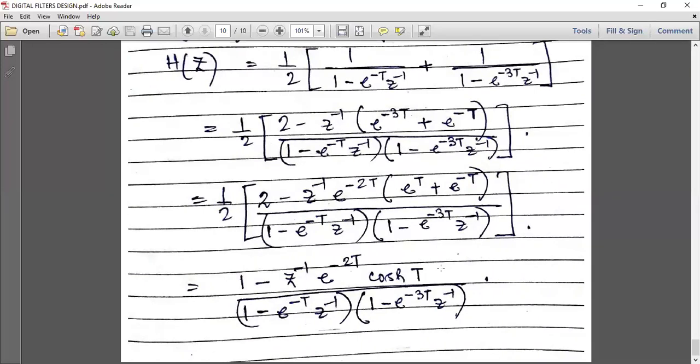That's all. If you don't write this step, and you come till the previous step only, then also you will be getting marks. No problem. Okay, so this is about the impulse invariance method for design of IIR filters from analog filters. One problem also I have given. Thank you.